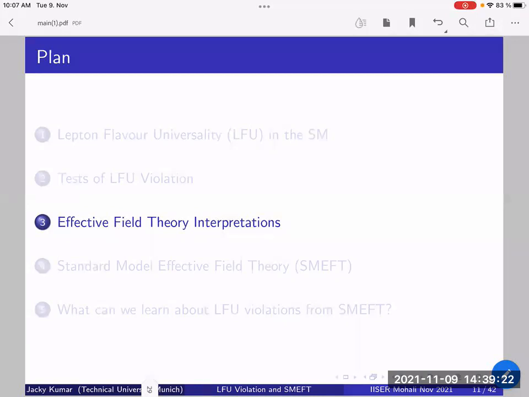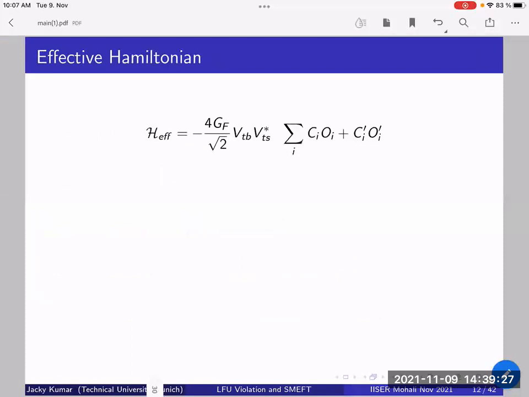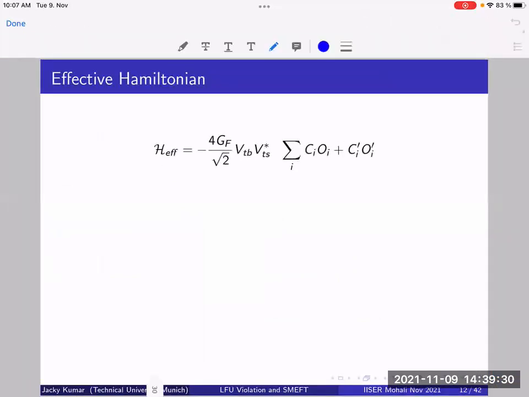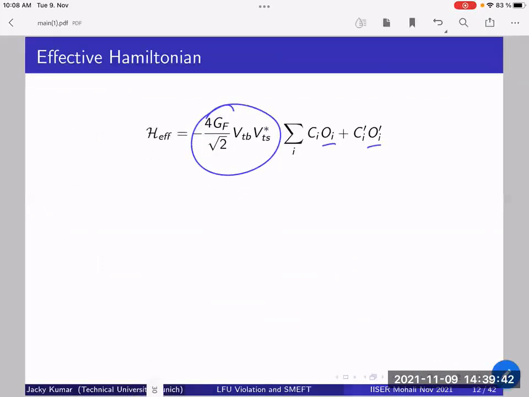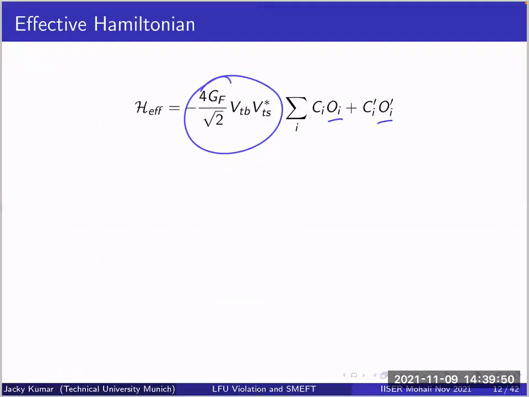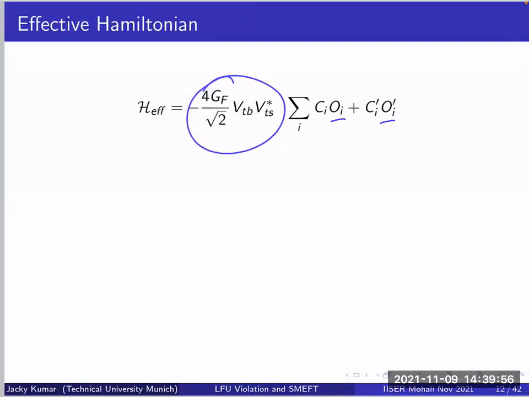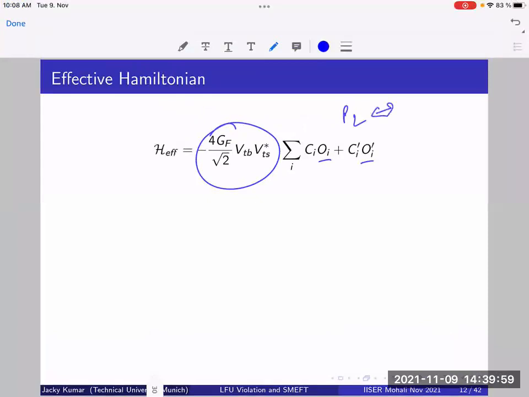For that, first let us define the most general Lorentz structures of effective operators. You can write your effective Hamiltonian like this. These O's are higher-dimension operators, and this is some normalization. You can choose any normalization, this doesn't matter. This is chosen keeping in mind the structure of the Standard Model, but you can have any normalization. So you can write your effective Hamiltonian as Ci Oi plus Ci' Oi'. Here primes are just chirality-flipped operators. If the operator O has a PL, then O' has just PR, or if it has a PR, it has a PL.